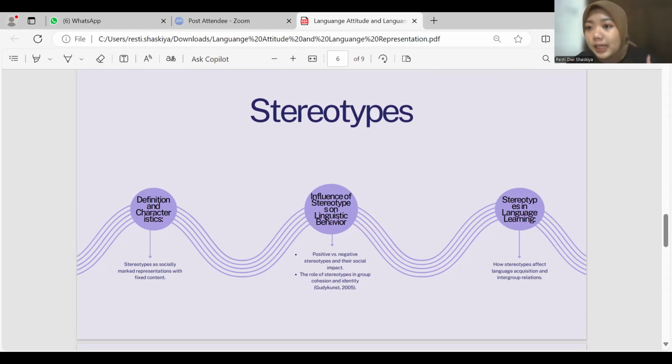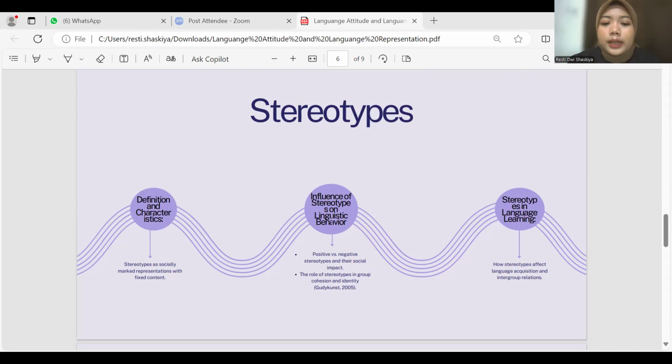Stereotypes are general ideas or beliefs that people have about a group of people. This is different from prejudice. These ideas are fake and often oversimplified, meaning they don't change easily, because this is like a broad group of people. Stereotypes are shaped by society and can influence how we think about others, including their language.